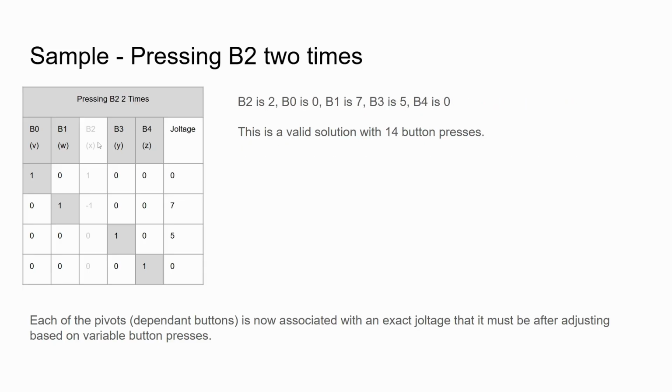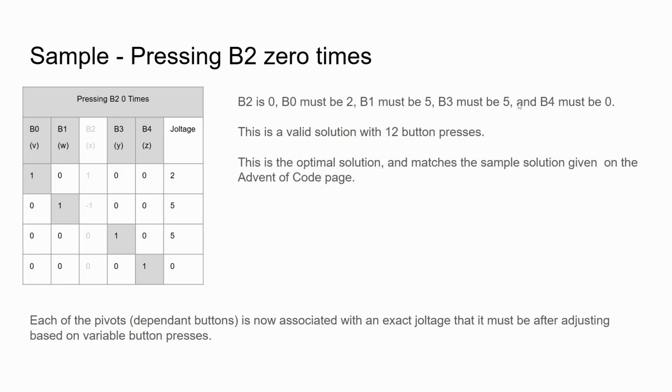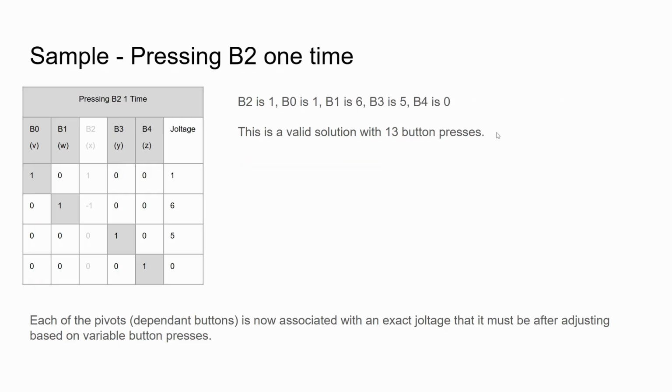And if I press B2 2 times, then I gotta press this 0, this 7, this 5, and this 0, so that's a total of 14 presses. So we can see there the first one with 12 presses was the least.